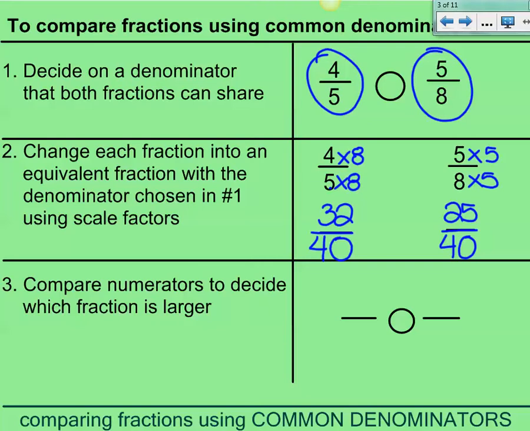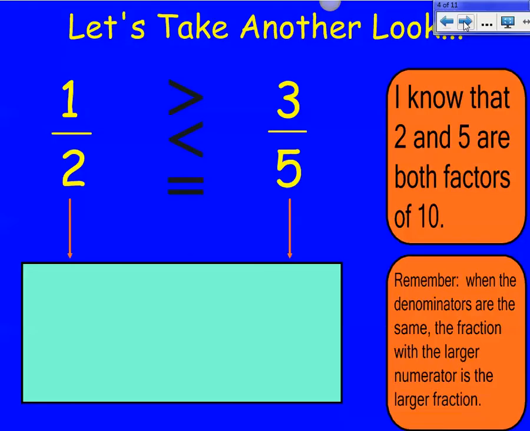Once my denominators are the same, I'm able to now just compare the numerators to decide which fraction is larger. Well, 32 is bigger than 25, so I'm going to say that 32 over 40 is bigger than 25 over 40, which means 4/5 is bigger than 5/8. So again, what I'm going to do is change them both to have the same denominator. So I'm going to find 2 equivalent fractions and then be able to compare them once the denominators are the same. Let's take another look at that.